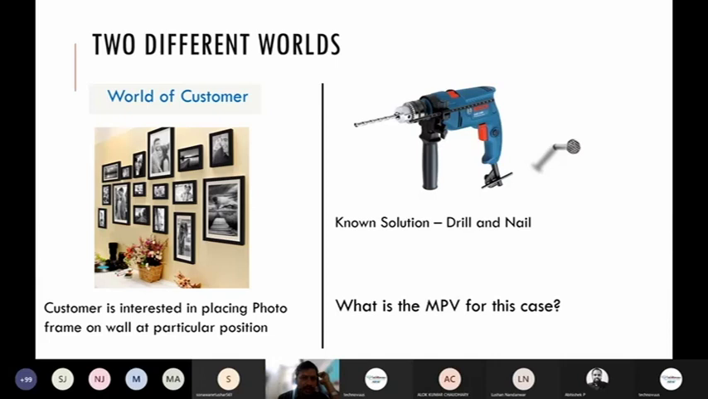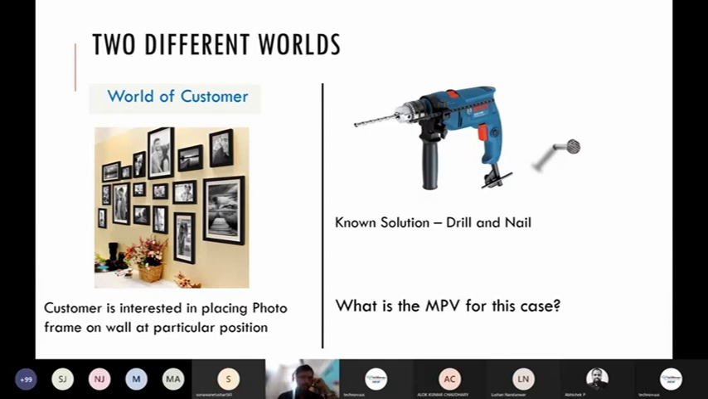The drill and the nail is your solution. That is your world. That is one of the solutions. Is that the only solution? Is the drill and the nail the only solution for meeting the MPV? Absolutely not. You can hang it by using some adhesives. You can use some other technologies. You can have some different ways of doing it. The drill and the nail is not the only solution. And if you are pointing out MPVs related to a drill and nail, then we are lost.